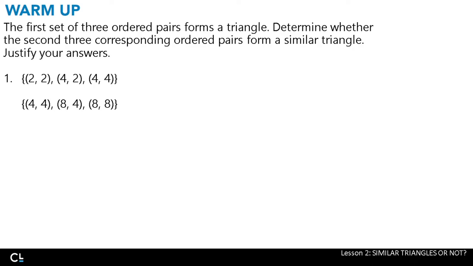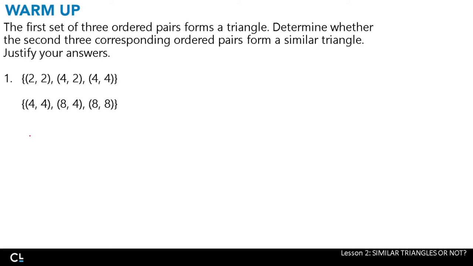Our warm up says the first set of three ordered pairs forms a triangle. Determine whether the second three corresponding ordered pairs form a similar triangle. Justify your answers. So right now, if we think back to our last lesson on dilations, we know that dilations form similar triangles or similar shapes, similar figures, right? So if we could show that this is a dilation, then we are able to say, hey, these are similar triangles. And we could actually do that here.